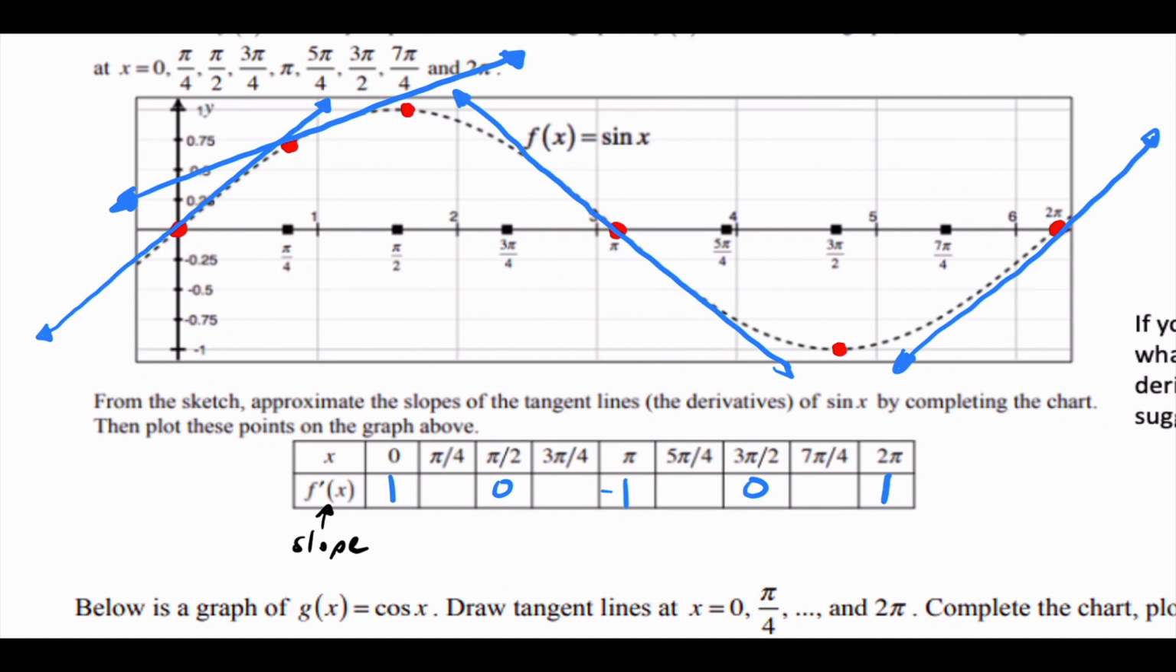So the one at 0 was 1. The one at pi over 2 was 0. What about the one I just drew? It'd be something in the middle, right? To get from this red dot to this red dot, are the slopes increasing or decreasing? Decreasing, right? From 1 to half to 0. So they're decreasing. And then they go down, and then they do the same thing.